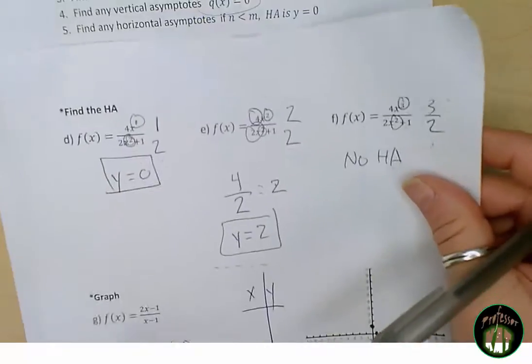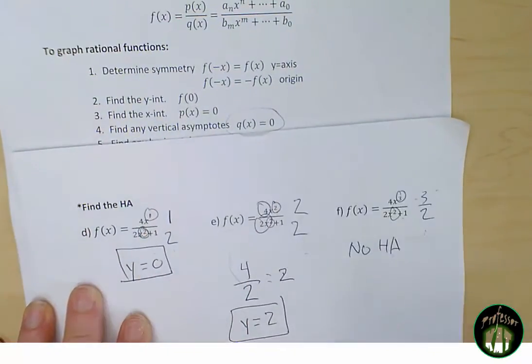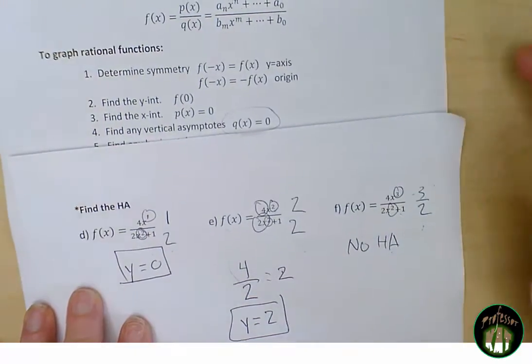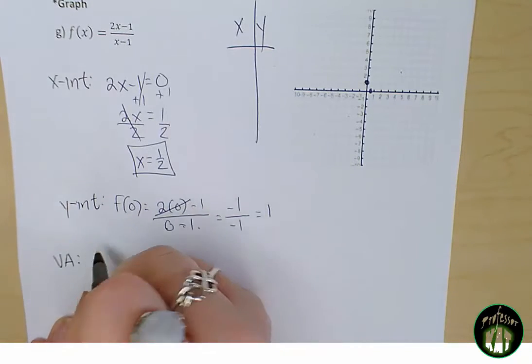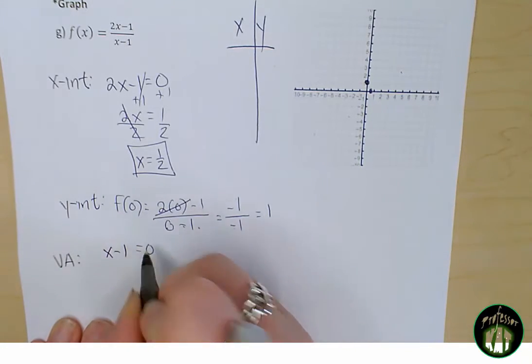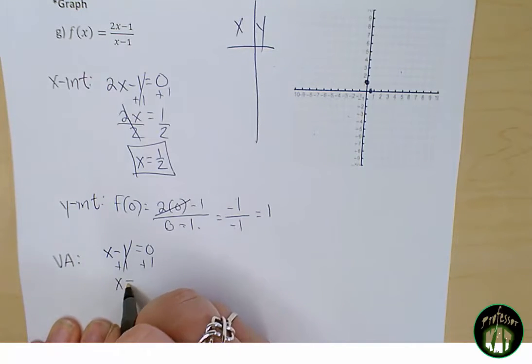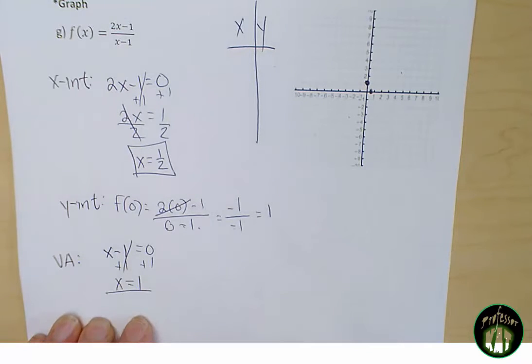Okay. Next thing, let's go ahead and find any vertical asymptotes. We're going to find our vertical asymptotes by taking our denominator and setting it equal to 0 and solving. So our denominator is x minus 1. We're going to set that equal to 0 and solve by adding 1 on each side. And x is equal to 1 as our vertical asymptote.